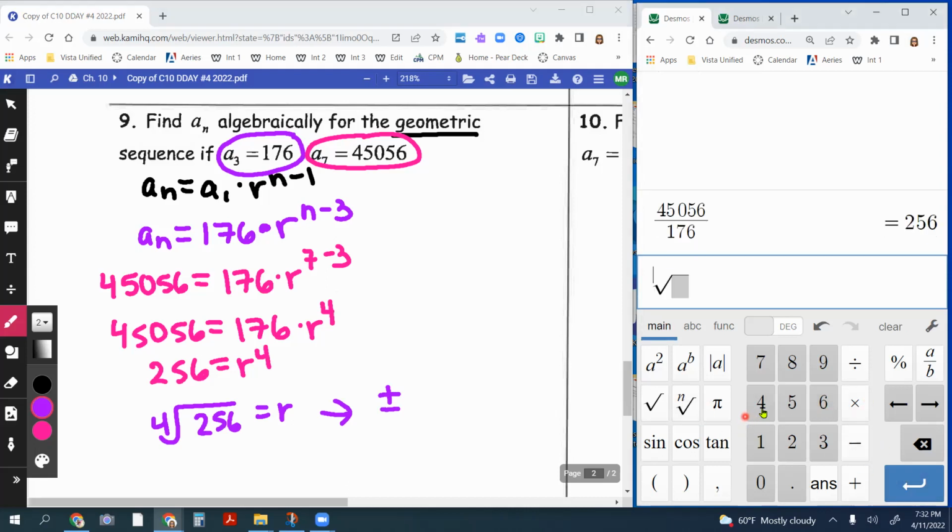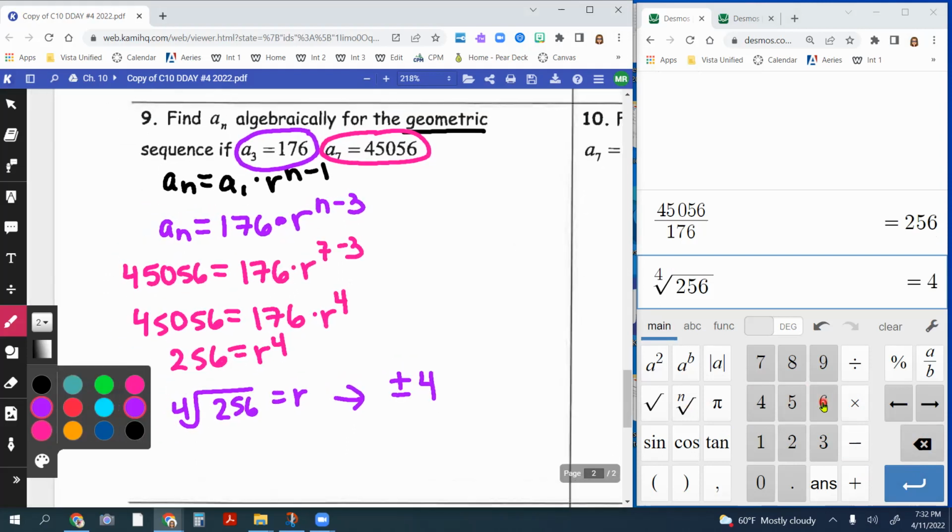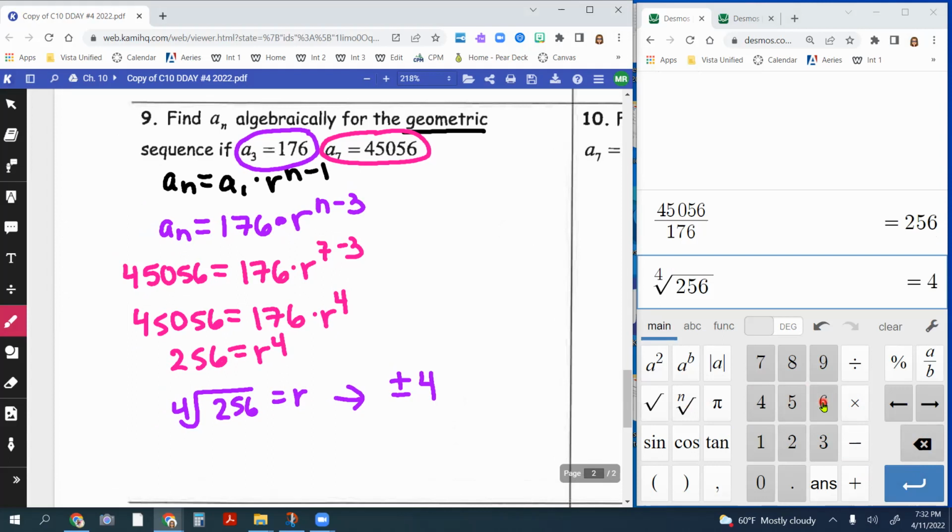And so when I take the 4th root of 256, I get 4. So I get a positive and a negative 4. Now, if this was an exponential equation, like for a graph, I would only use the positive. So my integrated ones are only using the positive. But for us, since this is a sequence, it could be positive or negative.